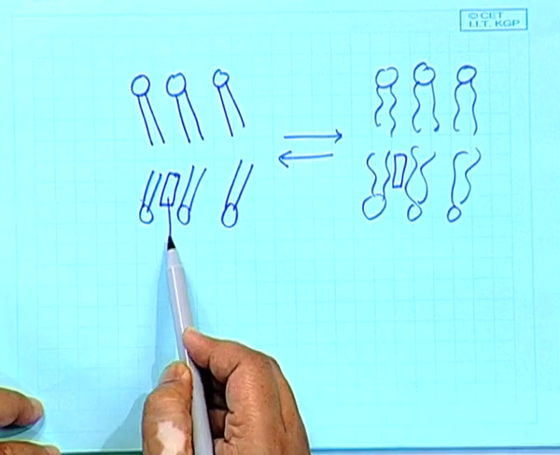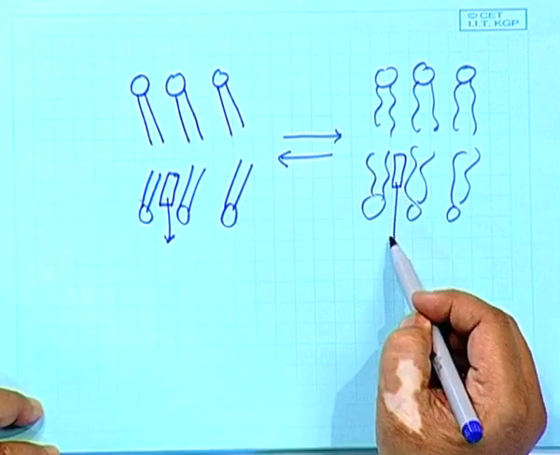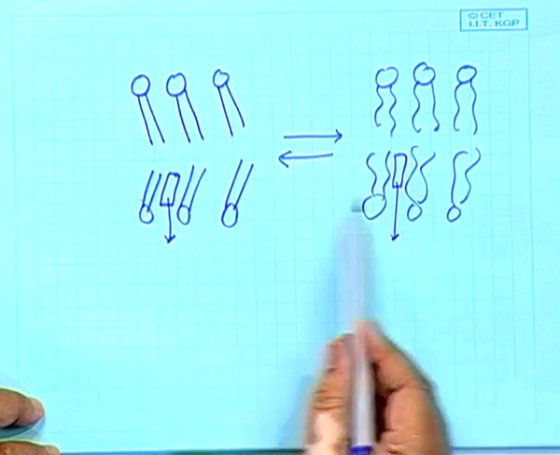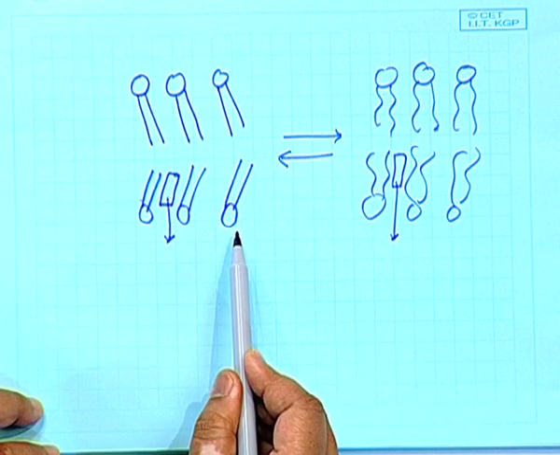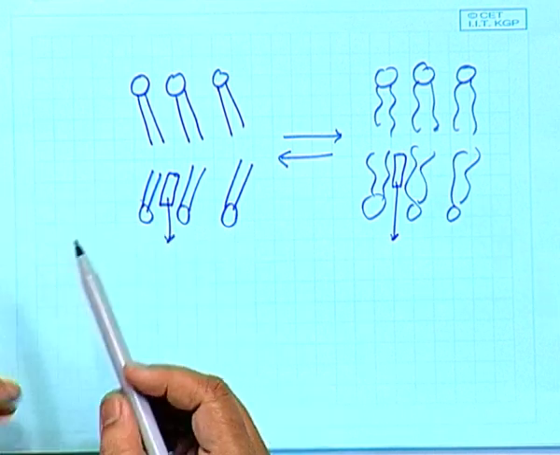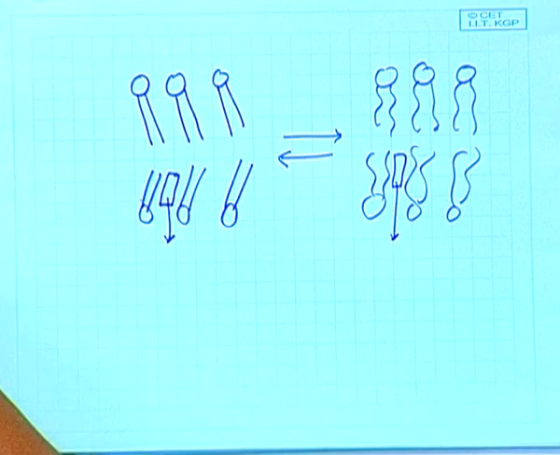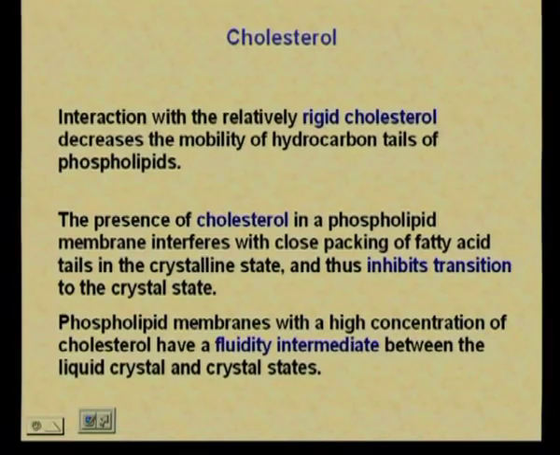So, that is where the cholesterol comes into the picture. It will not allow it to form this complete perfect crystalline state, because it disrupts the packing. The presence of the cholesterol, as we see here, is going to interfere with the close packing of the fatty acid tails, and it is going to inhibit the transition to the crystal state.